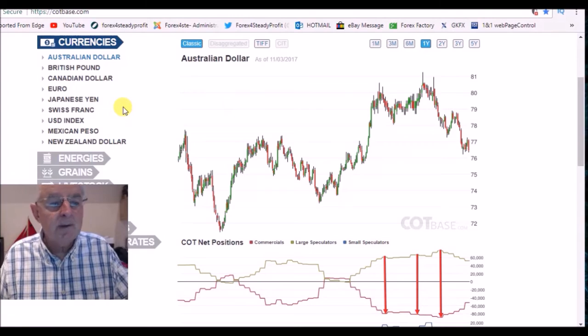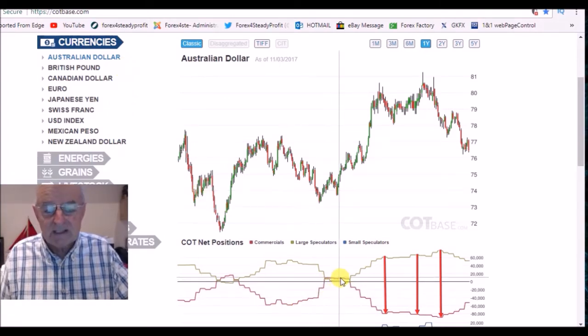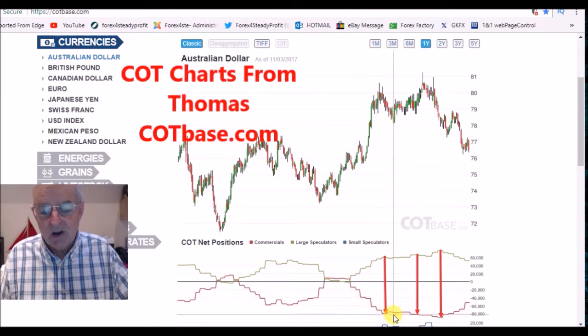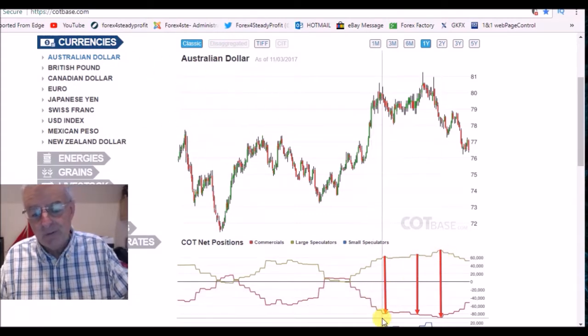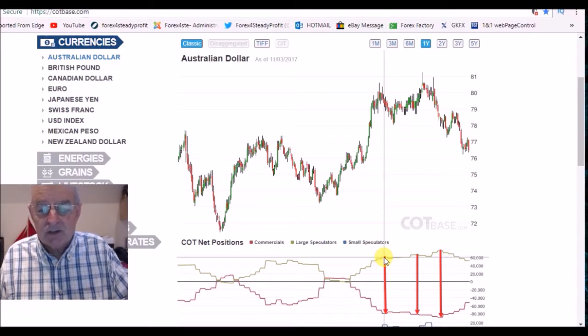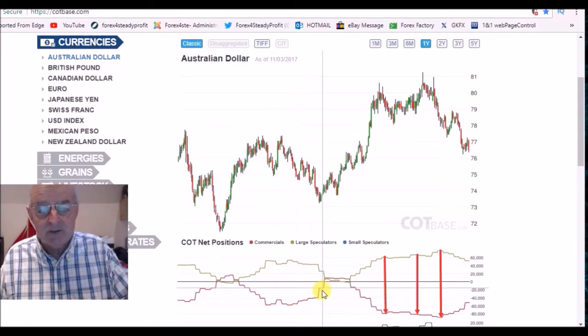Okay, this is the Commitment of Traders report in graph form. So as we can see, the history and the positions of the commercials here in red and the speculators in green. And what we're looking for is the commercials to take an opposite position to the speculators in an extreme position. As you can see from the past, whenever this has happened, you've had a sell-off.